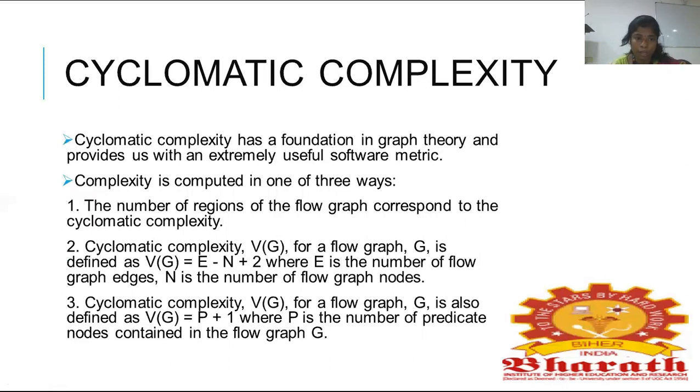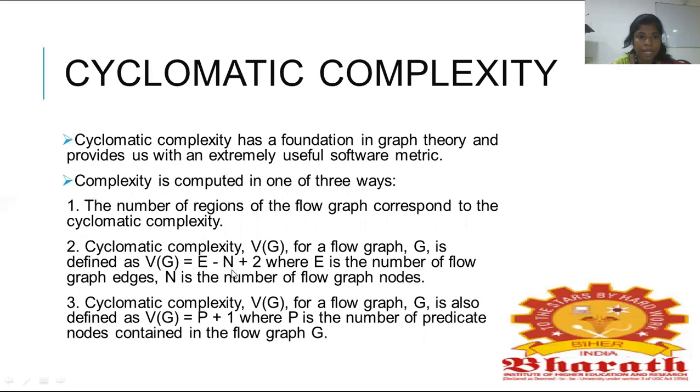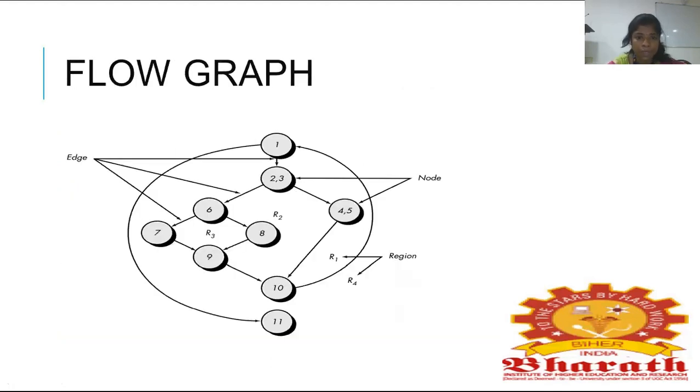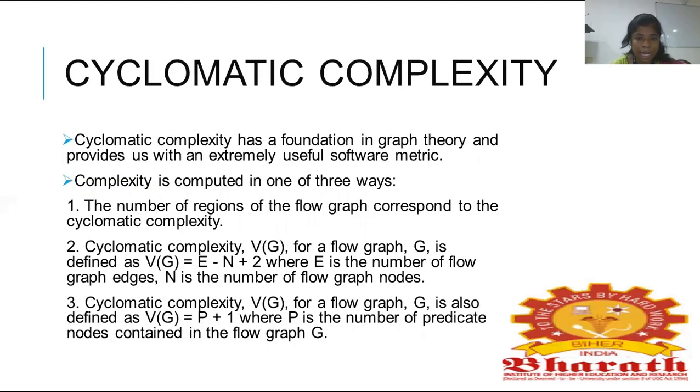Or second method, you can calculate with the flow graph. V of G equals E minus N plus 2 is the formula. E is the edge, N is the node. How many edges do we have? We have 11 edges with 9 nodes. See, 11 edges with 9 nodes. So the formula is 11 minus 9 plus 2. So we have 4.